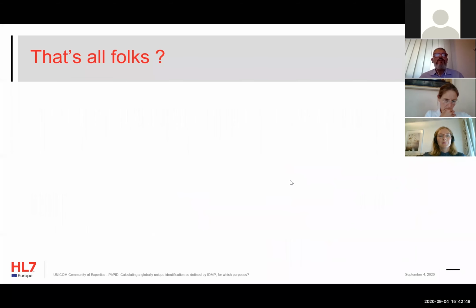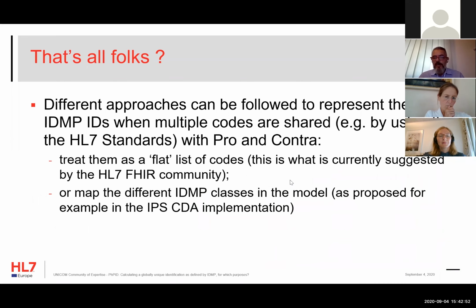Another one is, for example, how we should represent this set of multiple codes when implementing the different standards. There are different approaches that could be followed, each with pros and cons. We can treat them as a flat list of codes, which is the approach currently suggested in the HL7 FHIR community. Or we can try to map the different IDMP classes to the different classes of the model, which is the approach followed in the CDA implementation of the International Patient Summary.